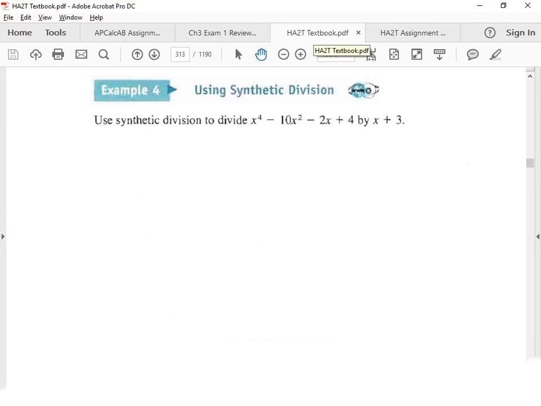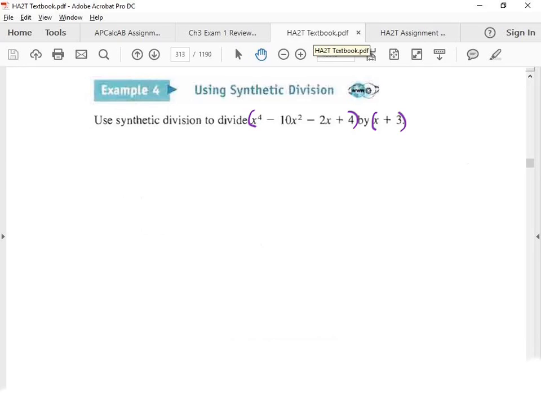Reverse tabular method. Now, this problem says use synthetic division, but you can use long division or the reverse tabular method. The reverse tabular method works every time, just like long division. Synthetic does not work every time. For synthetic division, you have to have a binomial right here so that you can find a 0. While you can do this with long division, I'm going to show you guys reverse tabular.